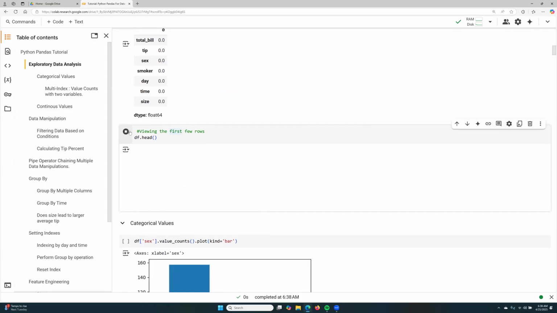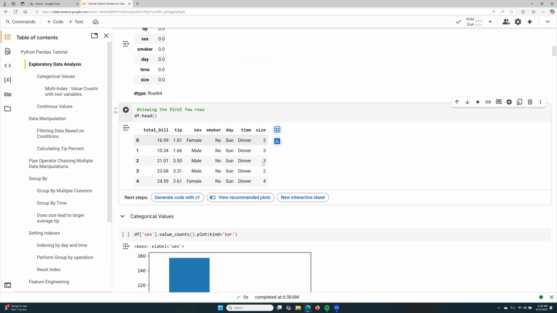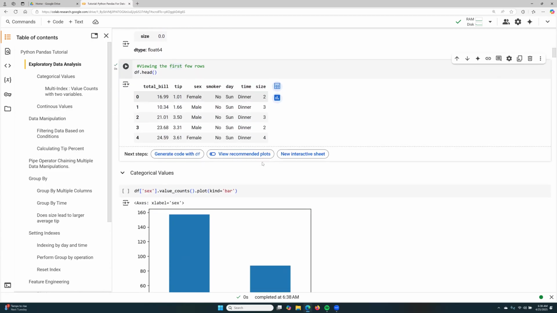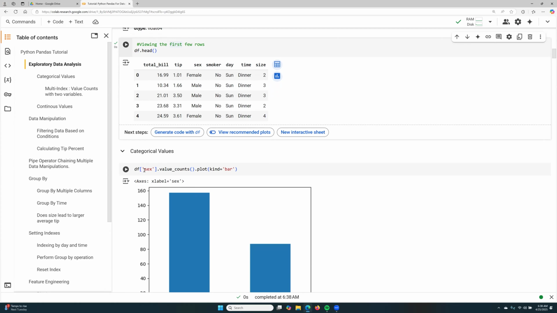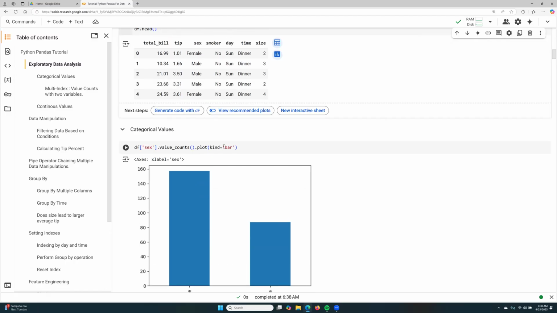Now we're going to actually look at the structure of the data set. We've got this total bill, tip, sex, smoker, day that these people came in, the time, and the size of the party. Now, sex is a categorical value, obviously. We've got more males than females here. Okay. So that will skew the population in favor of males, right? So we wouldn't be able to do an equal analysis here.